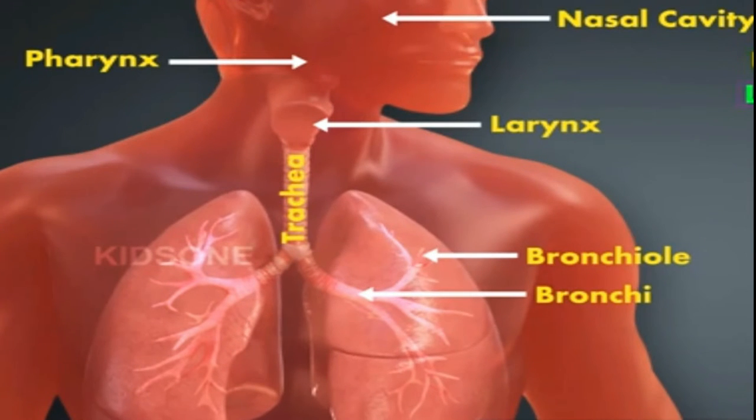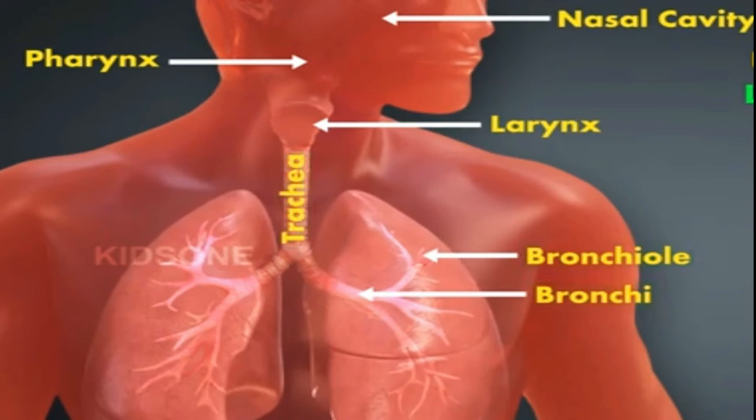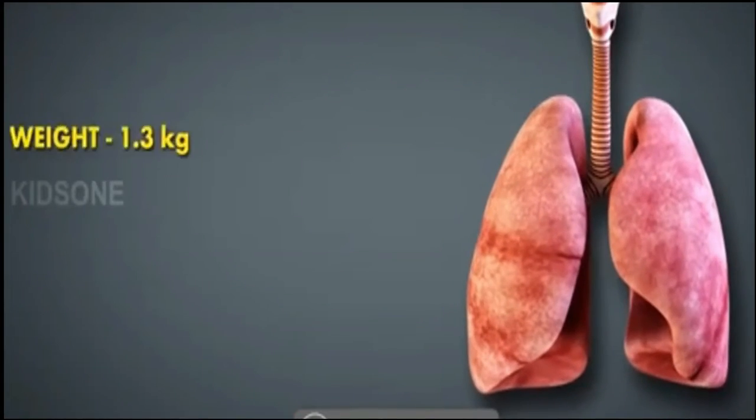So the respiratory tract, as we discussed, is divided into upper respiratory tract and the lower respiratory tract. The upper respiratory tract includes the nasal cavity, then pharynx, larynx, and the lower respiratory tract includes the trachea, bronchioles, and bronchi, alveolar duct, and all.